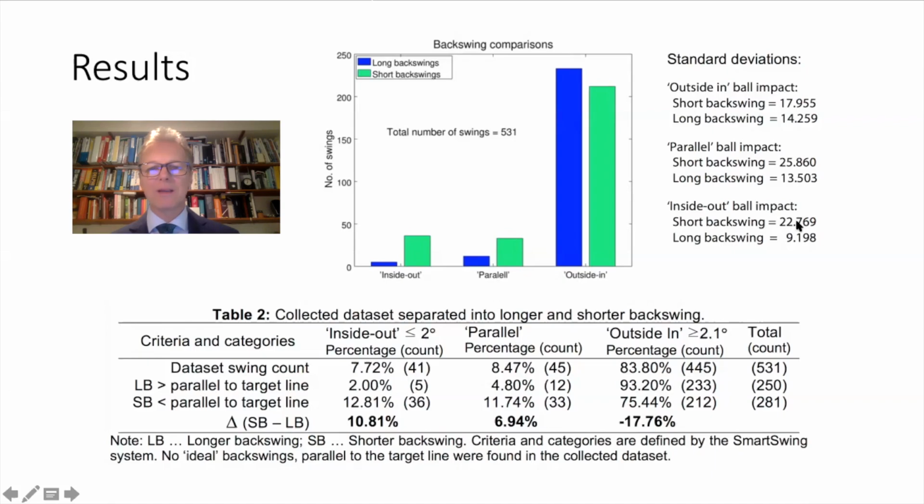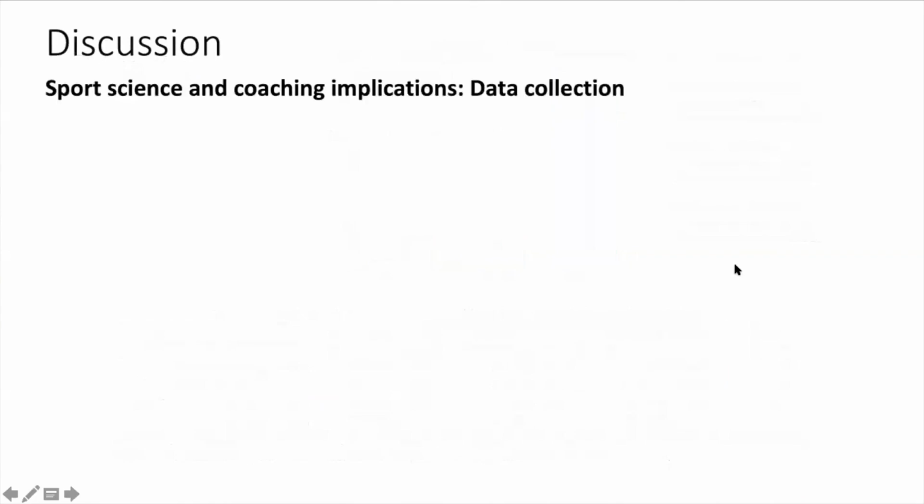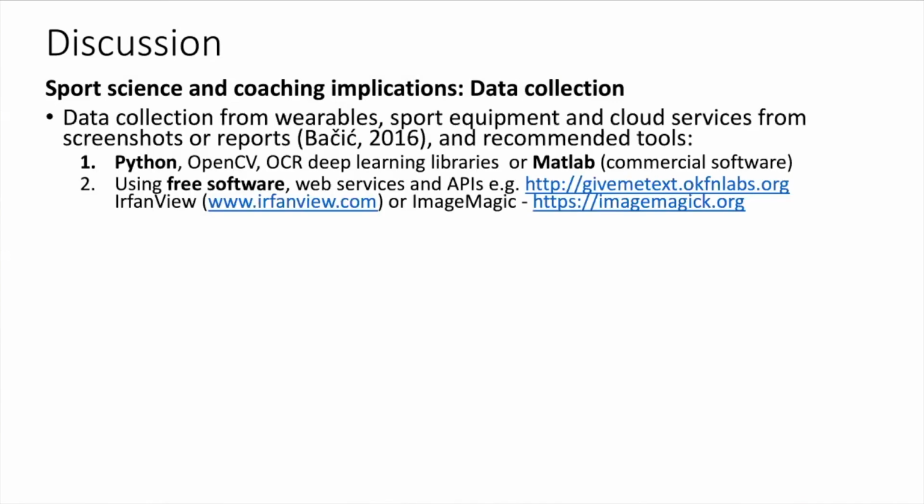developing the backswing naturally. So, implications, and regarding a contribution to sports science, as mentioned earlier, to export data from sport technology, we can develop our own solution in Python, MATLAB, or use free optical character recognition web services such as the Give Me Text website link and other free software for image segmentation and manipulation.